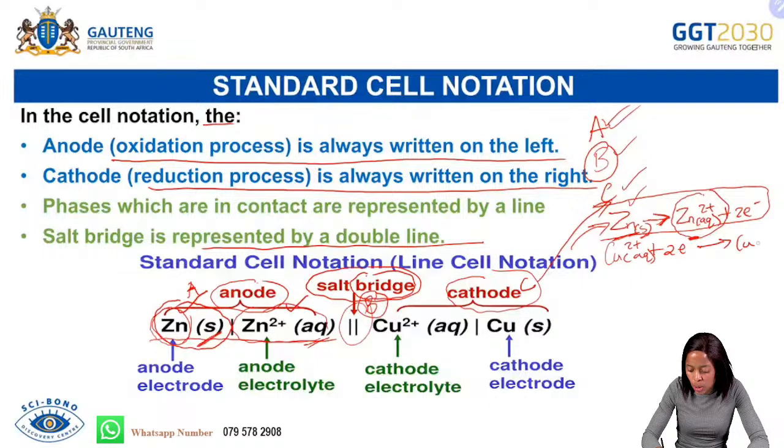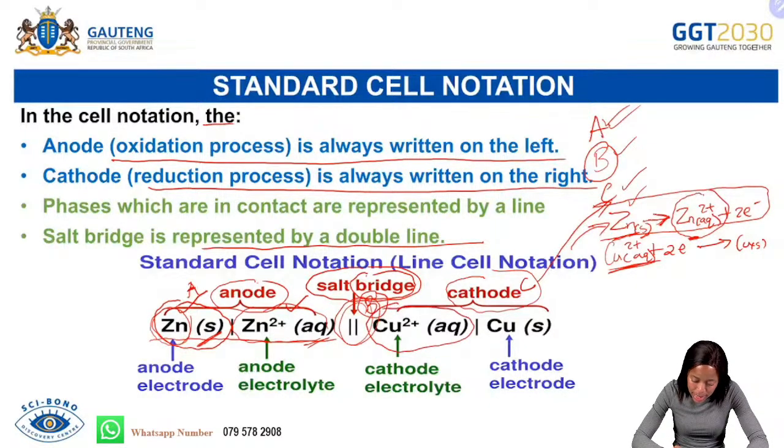So it's Cu2+ aqueous. We have a charge, so it will be aqueous. We don't have a charge, so it's going to be solid there. We are going to have the double line, which represents the salt bridge. Then the Cu2+, how are we going to write it? The cell notation, we are going to write it from the left-hand side to the right-hand side. So what do we have on the left-hand side? We have Cu2+ aqueous. So we write exactly that, Cu2+ aqueous.